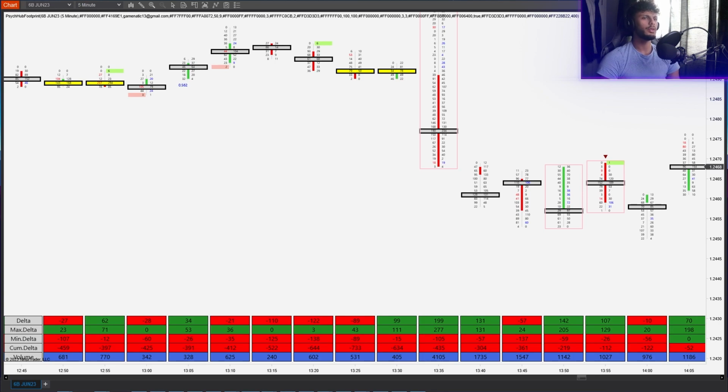Okay, so let's get straight into the lesson. What is absorption? Absorption is pretty self-explanatory. It's in the name. It's essentially traders being absorbed within a candle.